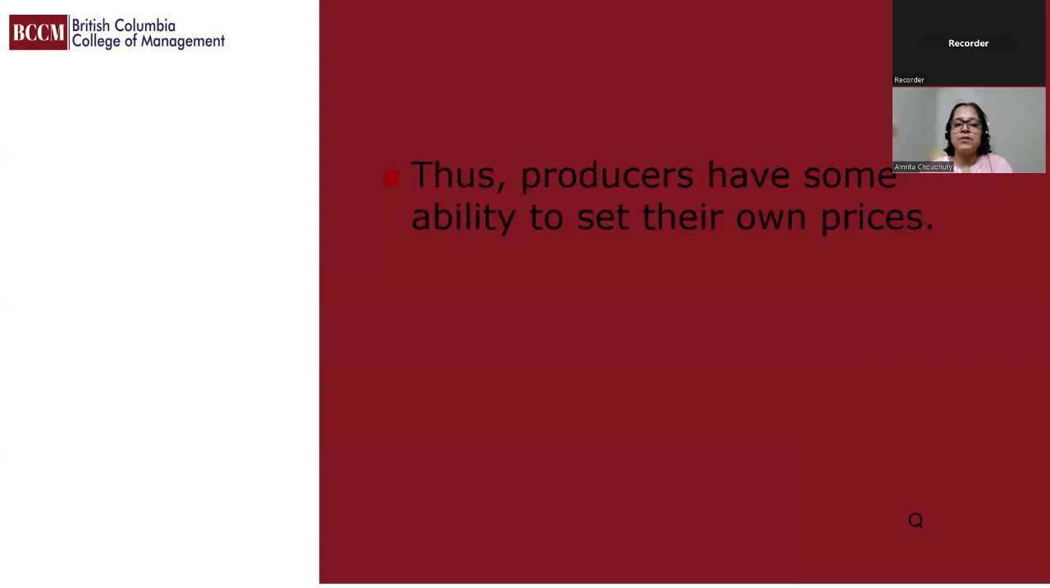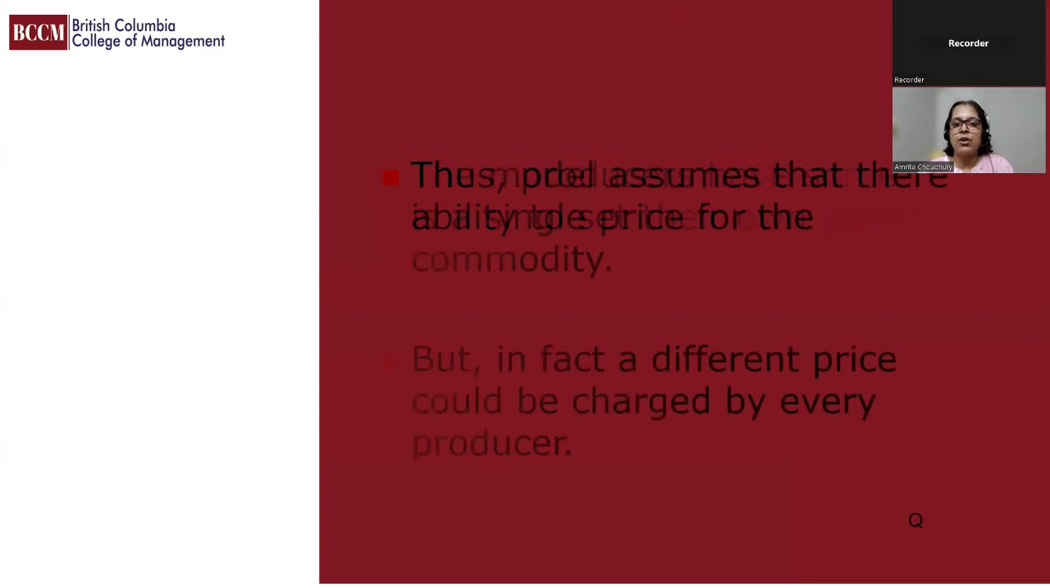Again, some producers have the ability to set their own prices. This is considered in detail in the chapters which we'll be focusing on later. So these factors are not considered in the model. The model assumes that there is a single price of the commodity, but the fact is that every producer can charge a different price for the commodity. They're free to do that, subject to some restrictions, of course. So those factors are not taken into consideration in the model because they would make the analysis extremely complicated.